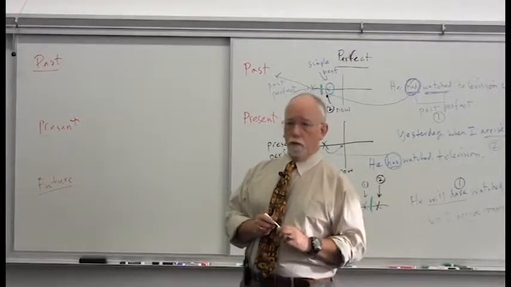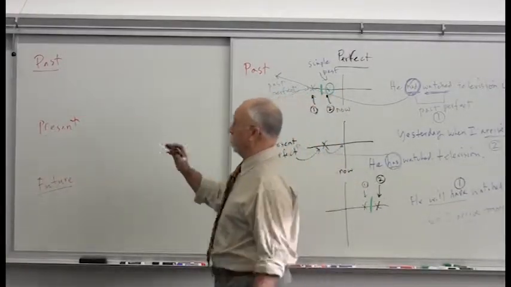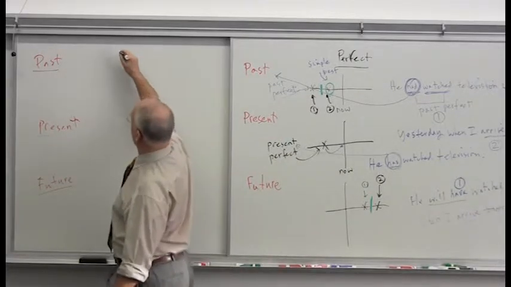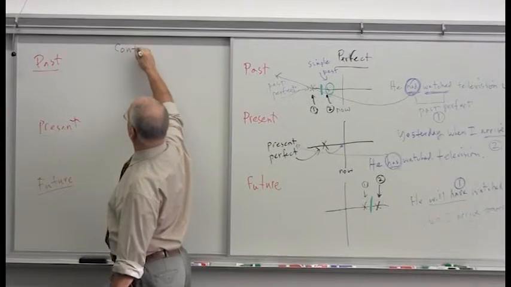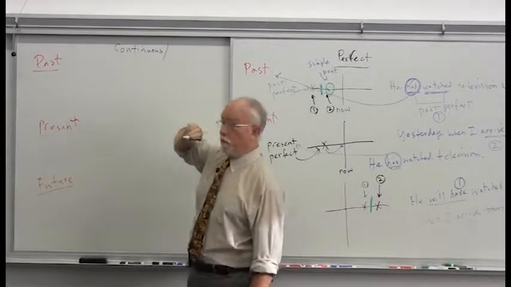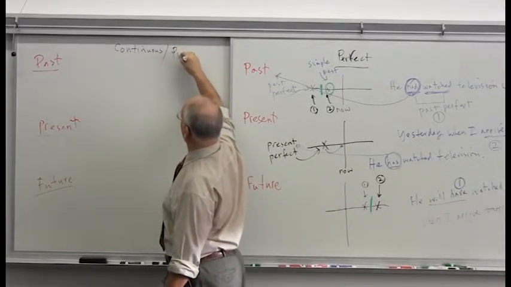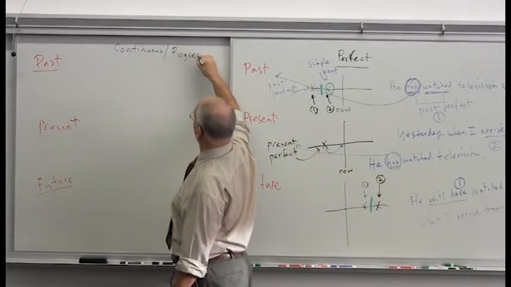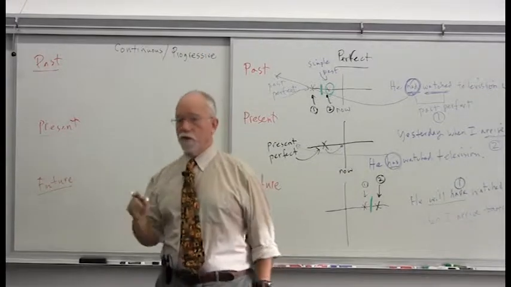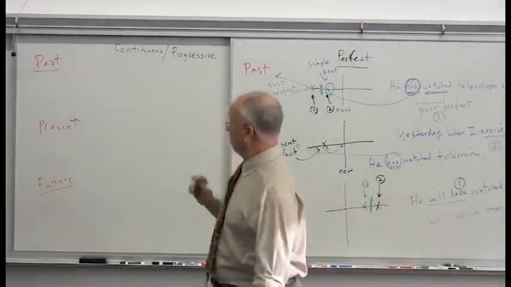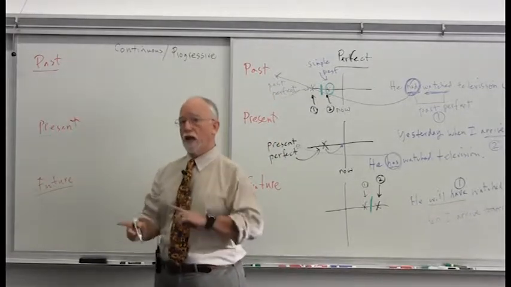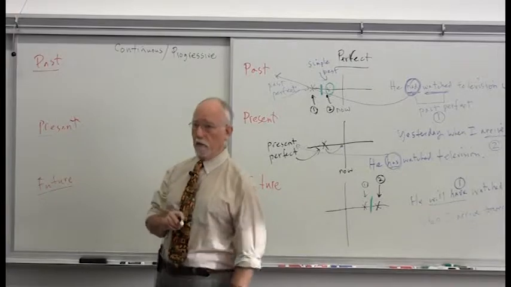The third segment of the ones that we're using here is, once again, we have past, present, and future. These are called continuous, or sometimes it's referred to as progressive. So these are the continuous tenses or the progressive tenses. And usually, once again, we have two actions or an action and a specific time involved.